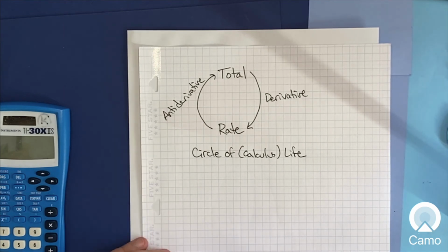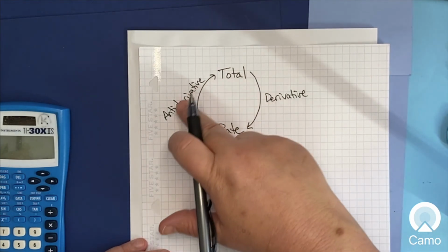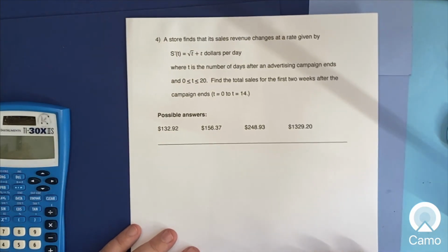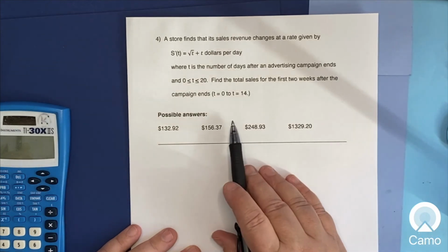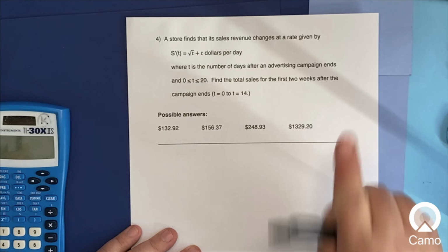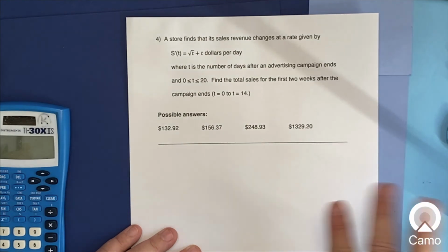Okay, so if I have the rate and I want to get to the total, I use the antiderivative. Specifically in this case, it says find the total sales for the first 2 weeks. Notice that I've given you a lot of information. You're not going to use it all.